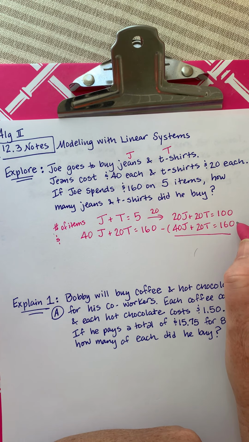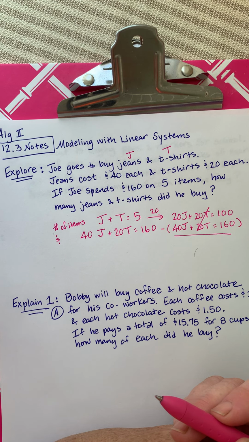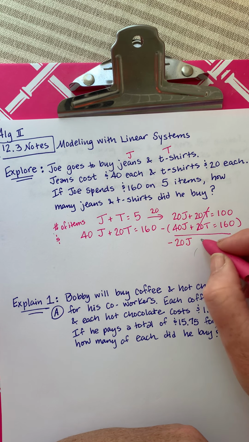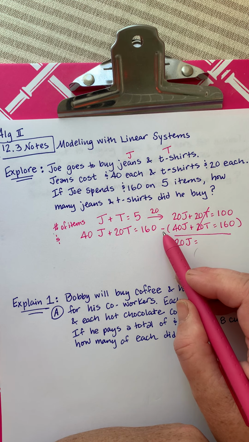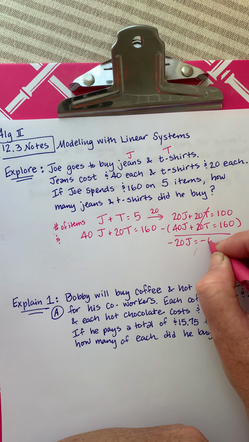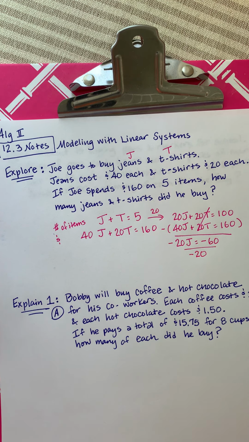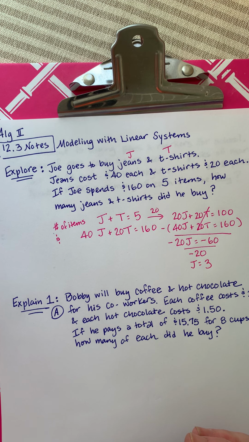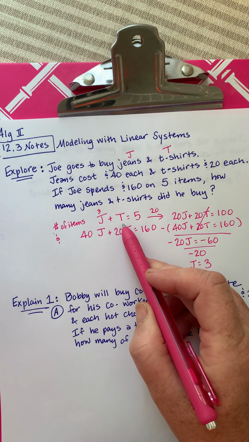When I subtract these, the 20T's are going to go away. So 20J minus 40J is negative 20J. Don't worry about that being a negative. It's not a problem yet. 100 minus 160 is negative 60. Can you see why it isn't a problem? Because when I divide by negative 20, J is going to be 3. So he bought 3 pair of jeans. Then we can easily put this back in here to find out how many t-shirts he bought.